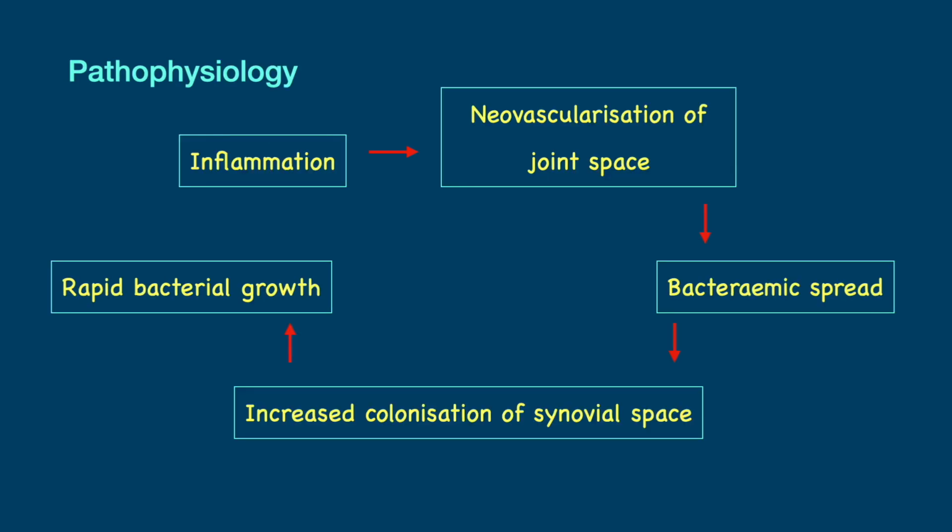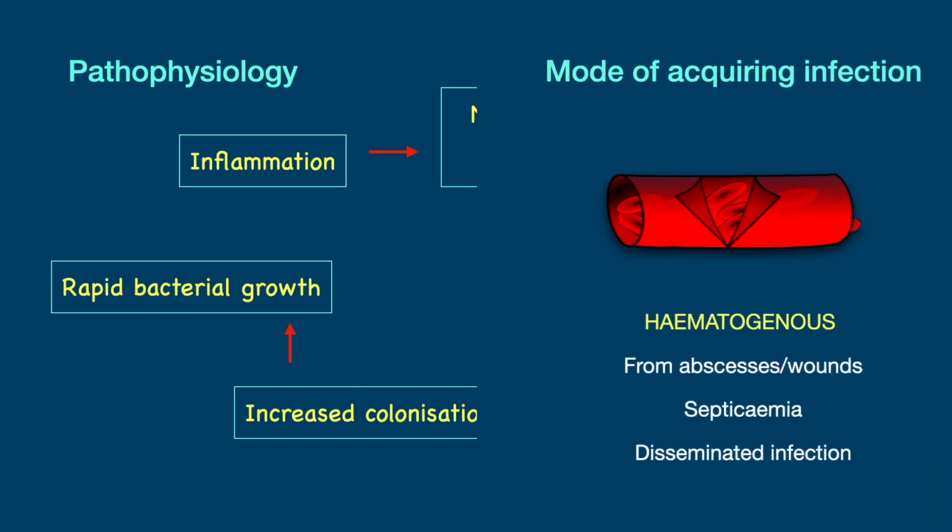Septic arthritis results from the introduction of pathogens into the joint space either directly or via the hematogenous route, which is the most common route. A pre-existing inflammation can lead to neovascularization of the joint space, which then leads to bacteremic spread from distant sites, and this then leads to increased adhesion factor expression in the inflamed space. This follows with increased colonization of the synovial space with bacteria, which ends up with rapid bacterial growth.